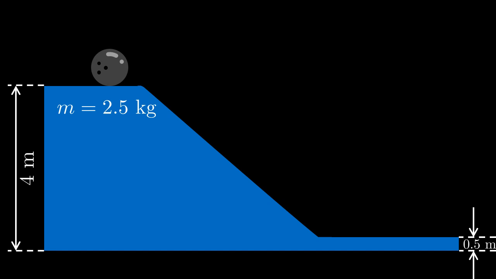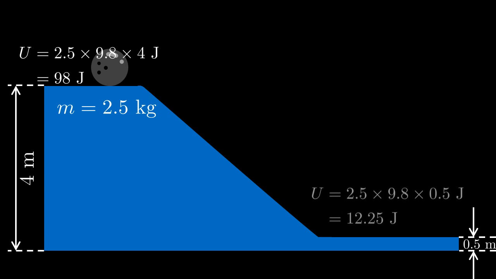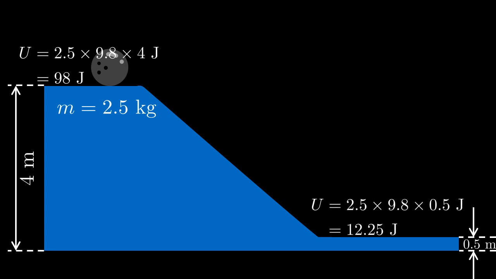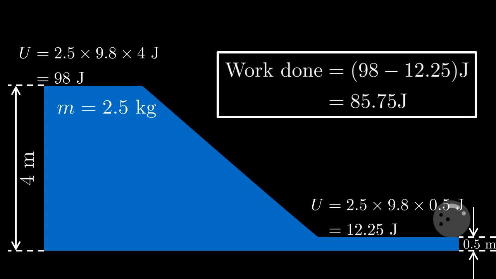Let's do it exactly the same way as we did in the last lecture. At 4 meters height, the bowling ball should have a potential energy of 2.5 times 9.8 times 4, which equals 98 joules, and at the end point it should have 2.5 times 9.8 times 0.5, which equals 12.25 joules of potential energy. That means when the ball rolls down, 85.75 joules of energy was converted into other forms of energy, or simply 85.75 joules of work was done.